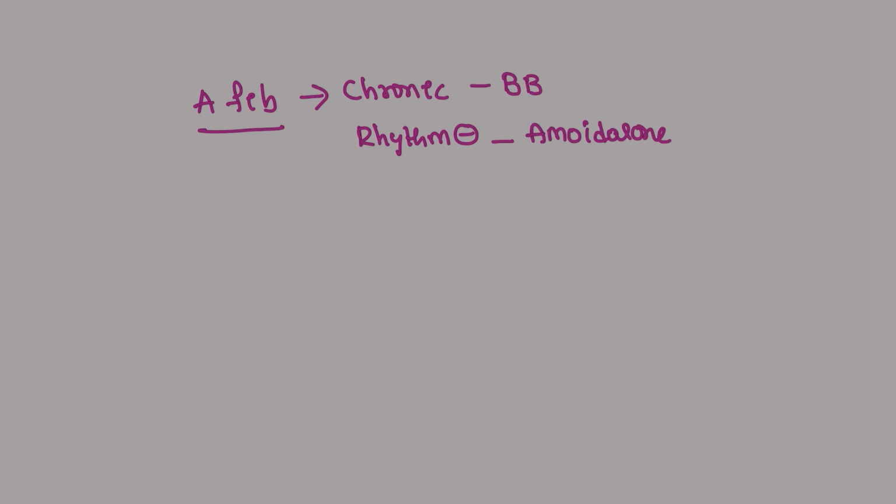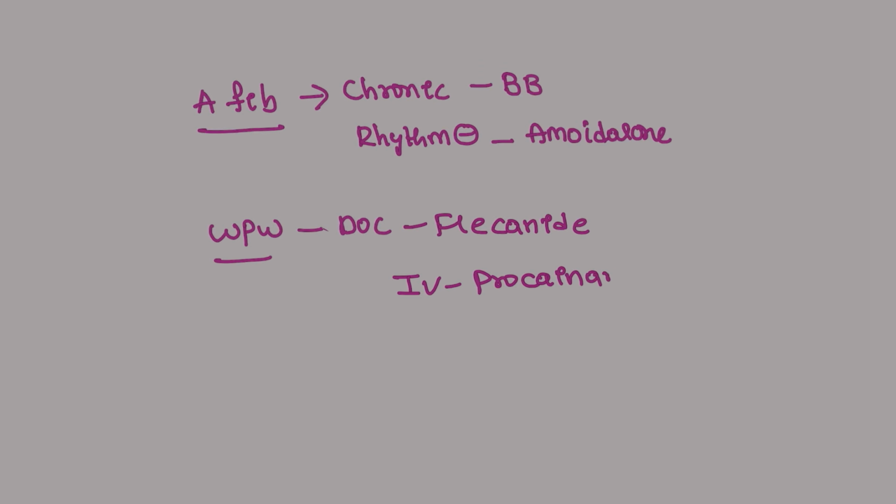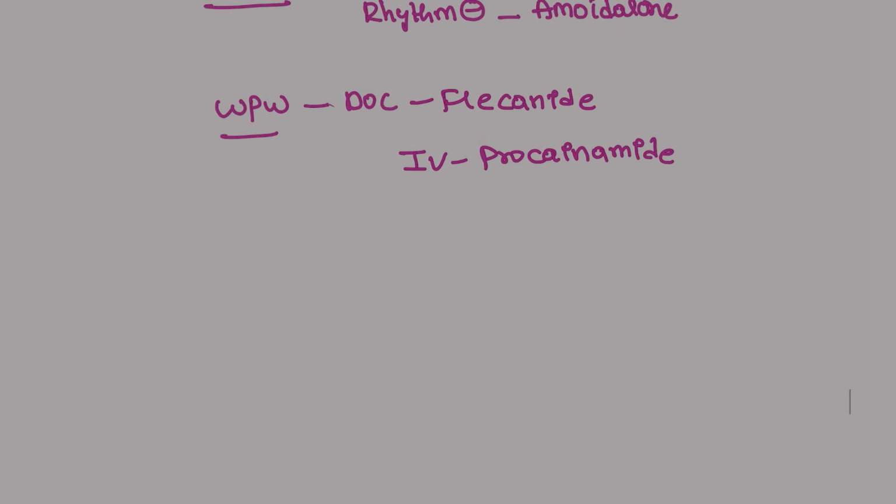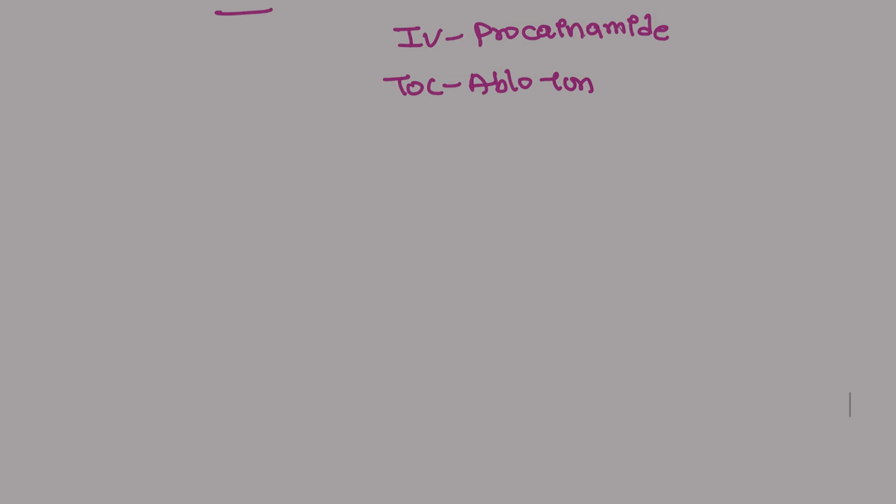Next, those who are suffering from WPW syndrome. The commonly used drug of choice for WPW syndrome is flecainide. But if I have to choose an IV drug, for admission, then I will choose procainamide. This is a drug of choice. But the treatment of choice will be ablation. Ablation should be done for this patient, right?